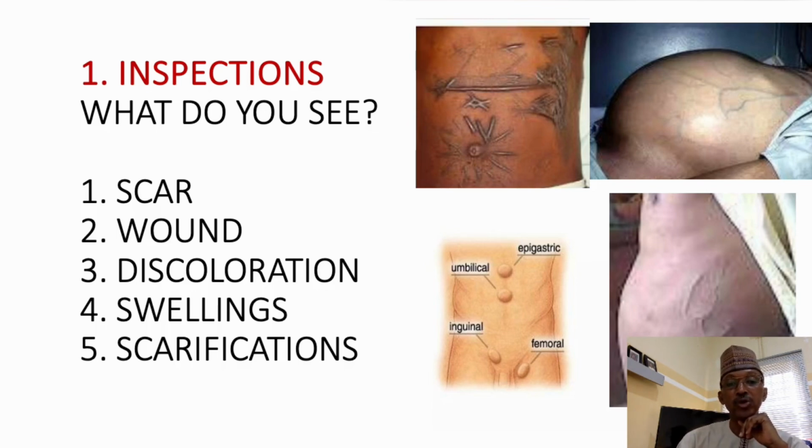Again, one may also see swellings. These swellings may be seen on the anterior abdominal wall. So these swellings may be as a result of hernia. And as you are all aware, hernia is just protrusion of something from the interior aspect of the abdomen. So it may protrude into the anterior abdominal wall, and this is what we call hernia. So hernia can be defined as protrusion of something into something through something.